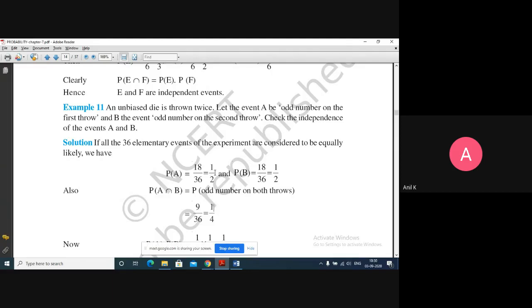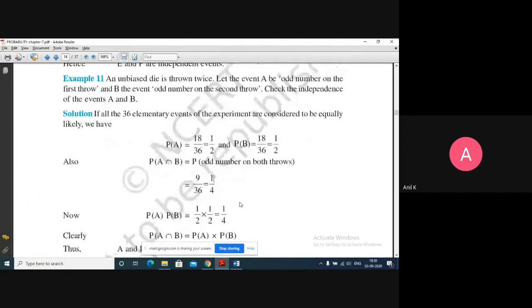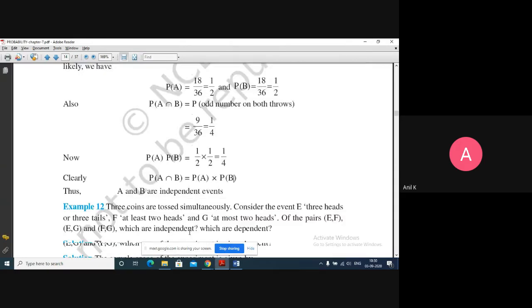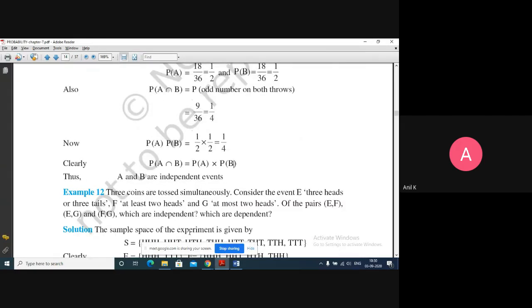Now let me check that P of A into P of B will also give me 1 by 4. P of A is 1 by 2. P of B is also 1 by 2. So 1 by 2 into 1 by 2 is 1 by 4. So both the answers are coming the same. P of A intersection B equals P of A into P of B. Hence both are independent events.